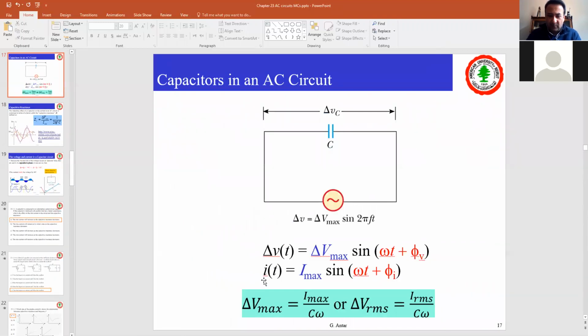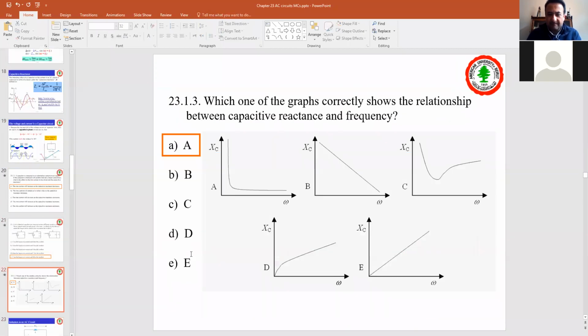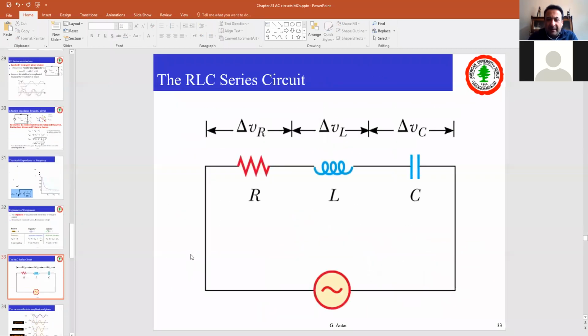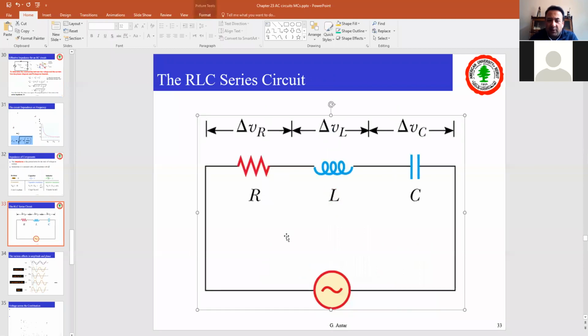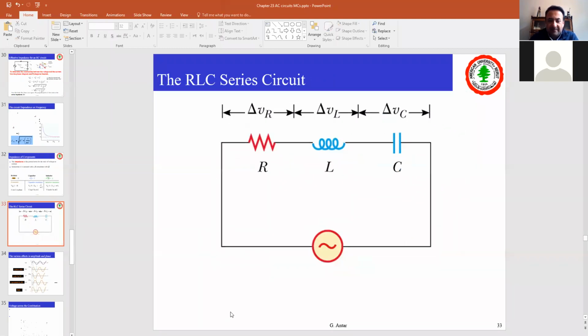So I'm going to have an RLC circuit with a current source. A current source means that my I equals I max sine of omega t, so my phi I is equal to 0, and the question is what is the potential around my battery? So delta V of the battery.